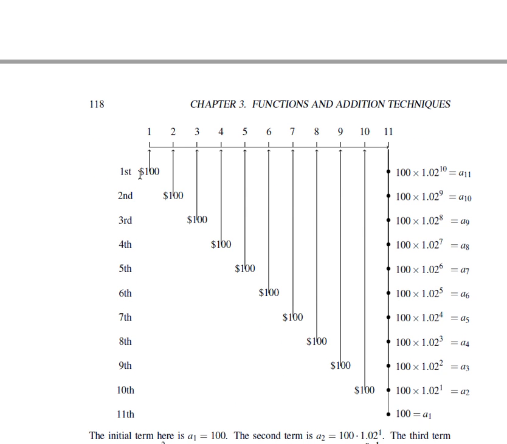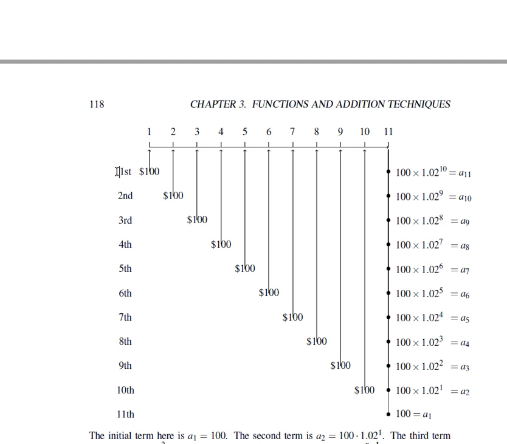You see the first 100, at the end of the 10th year, that's how the 11 comes from. So you may want to write it in this way: 100 times 1.02 to the 10th. And here is A11, the beginning of the 11th year. It's no longer 10. Here the subindex is 11. The exponent is 10. Now that's for the first 100.